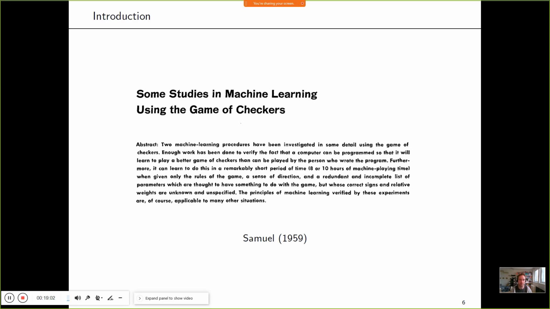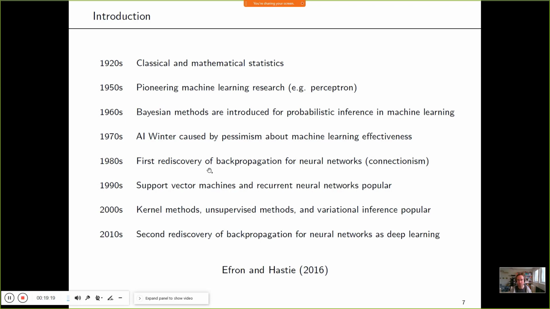But again, the point here is that machine learning didn't just start in the 2000s or when really powerful computers, the computers that we have right now, were around, but it started as soon as there were computers. So this is a little bit more of a historical timeline of the development in machine learning from this very nice book by Efron and Hastie, which is called Statistical Inference in the 21st Century or something like that.